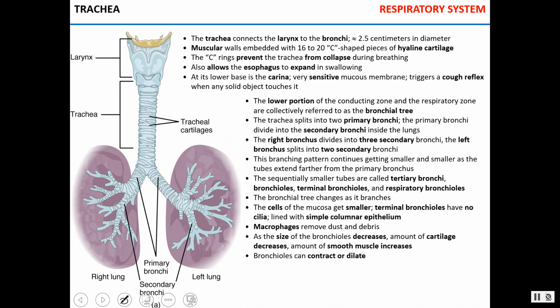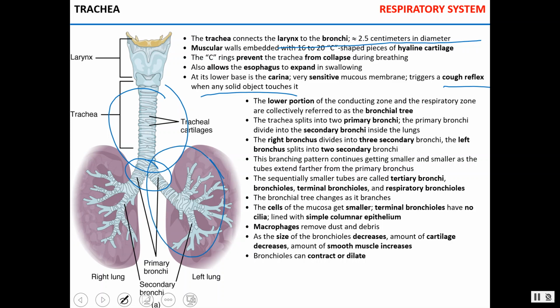Now, the trachea is a fairly large, pretty strong tube that connects the larynx to the bronchi right here. The rings of cartilage prevent it from collapsing while people breathe. Also, the trachea is quite elastic, which allows the esophagus to expand when we swallow. The carina, the lower base, contains a very sensitive mucous membrane. When something touches that membrane, we start to cough.